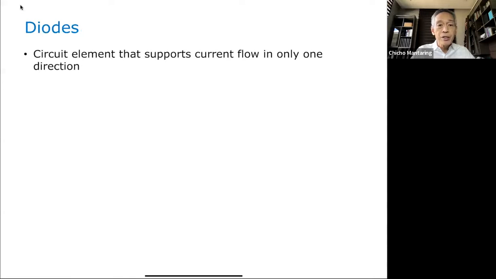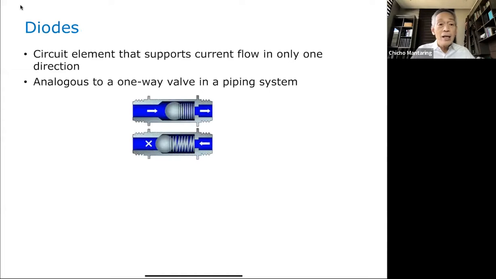Okay, so what are diodes? Diodes are circuit elements that support current flow in only one direction. This is analogous to a one-way valve in a piping system. So this is your one-way valve. It has a ball and spring arrangement. Let's say water is flowing through the valve. Water can flow from left to right, but water cannot flow from right to left. And this is because of the ball and spring arrangement.